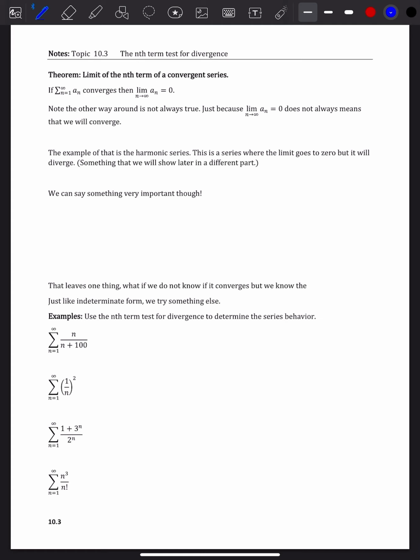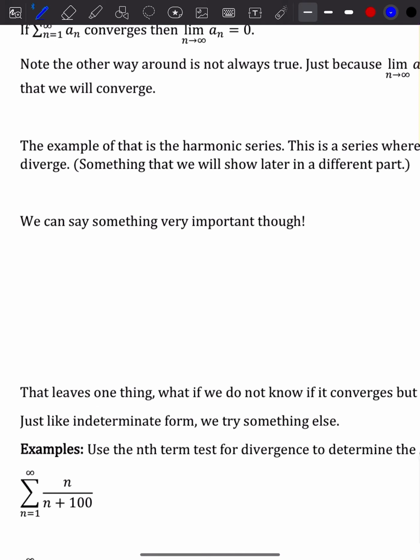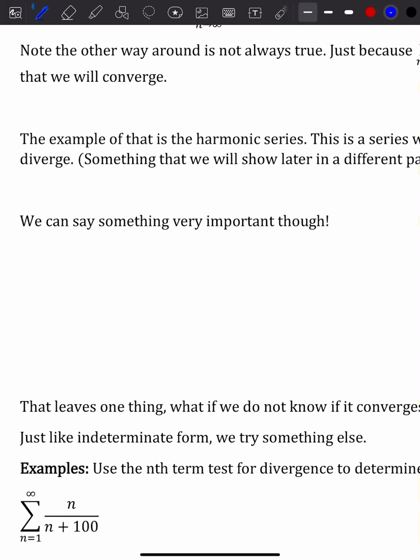One thing to note is that that's not always true the other way around. Just because the limit is going towards 0 doesn't always mean that we are going to converge. And the best way that we can show that is by using the harmonic series, which is a series that we're going to talk about in just a little bit.